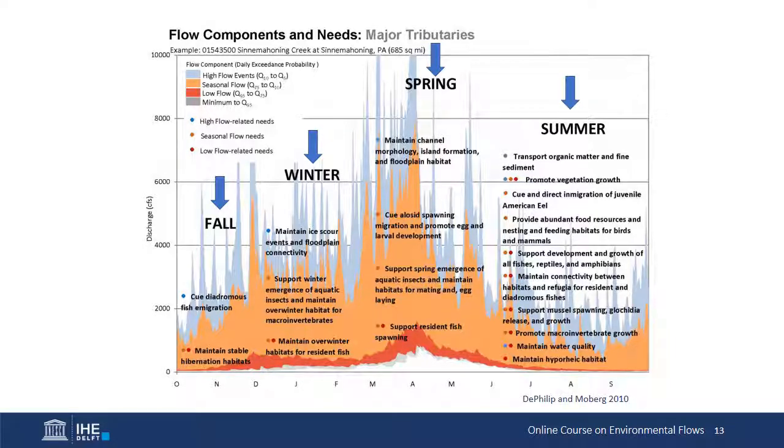Functions of seasonal flows, which are in orange, and low flows, which are in red, can be explored by reading the text associated with the colored bullet points. You'll need to pause the video to read this slide in detail, and the report describing it is one of your required readings for the unit.